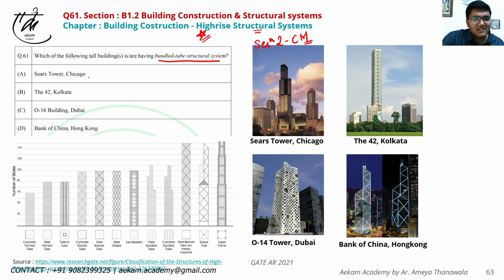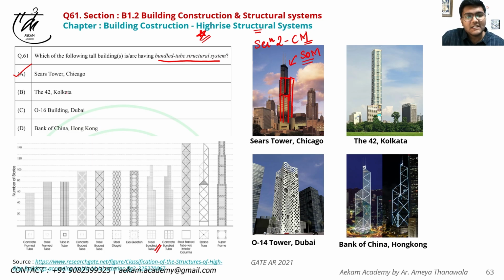Let's have a look. Sears Tower, Chicago. If you see Sears Tower, Chicago, built by SOM in Chicago, is one of the prime examples of bundle tube structural system. As you see, there are different building levels and cores which are projecting out. So if you see, all these are the different types of high-rise structural system, and steel bundle tube system corresponds to Sears Tower. So this is our option.